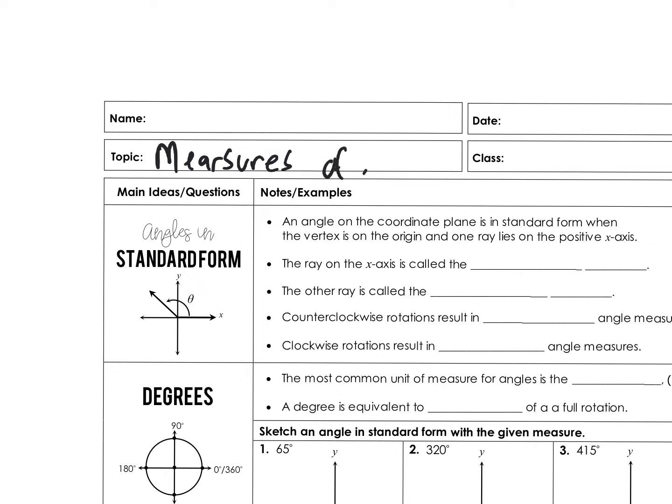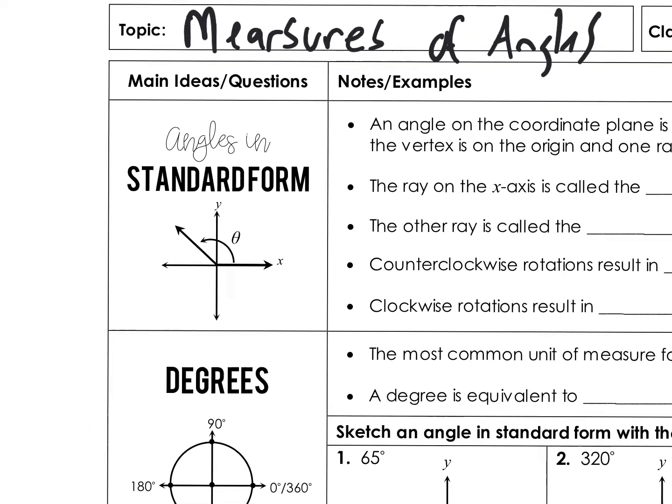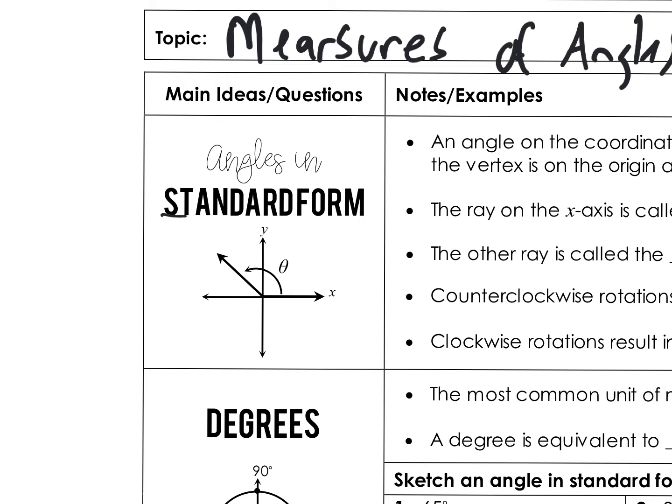Measures of angles is what we're going to start out with. We're going to start the unit of trig. I know you're excited. Trigonometry. You did some of this in geometry, but all you did in geometry was kind of kiss the topic. You didn't get to really delve into all the beauty of trig. So let's talk about what the definition of standard form is.